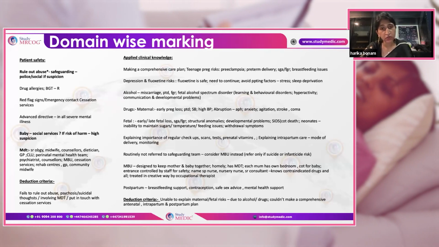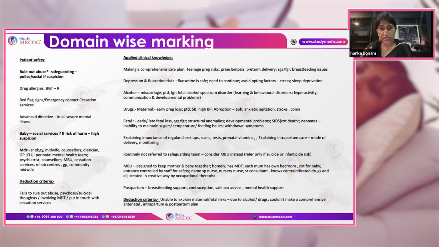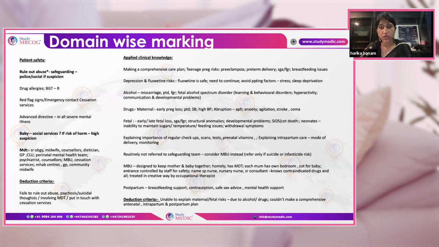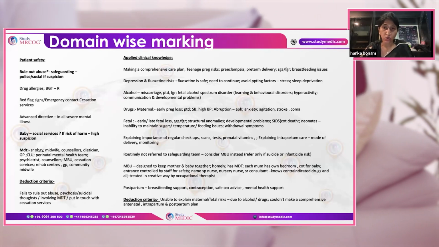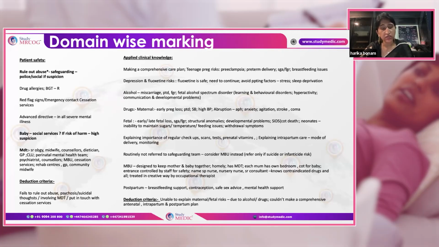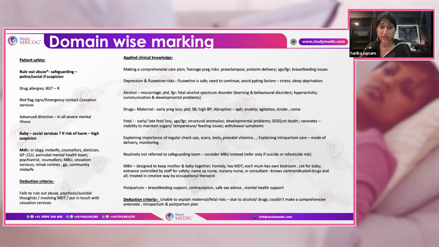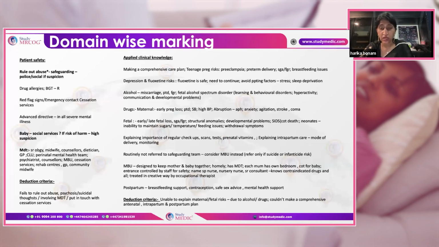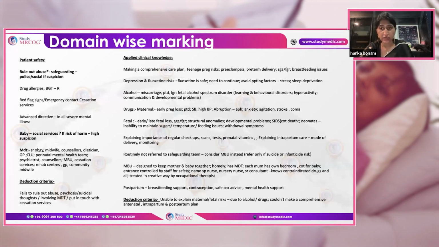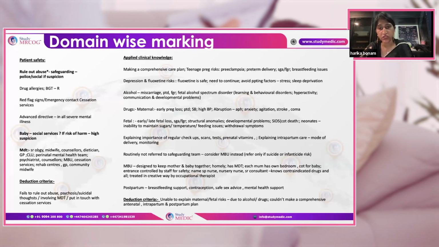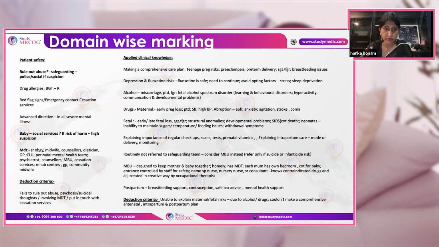And if she's using drug abuse, maternal risk like early pregnancy loss, preterm delivery, stillbirth, high blood pressure, abruption, anxiety, agitation, stroke, and coma. Fetal risk with the drugs can be early and late fetal loss, small babies, growth restricted babies, structural anomalies depending upon what kind of drug, developmental problems, sudden infant death syndrome called as the cot death, neonates not being able to maintain the sugars or temperature, feeding issues, or having the withdrawal symptoms.